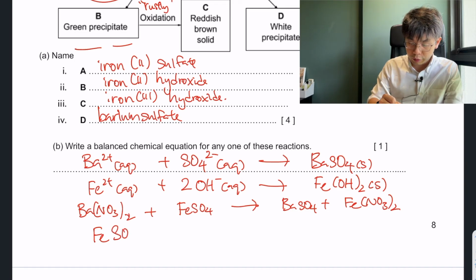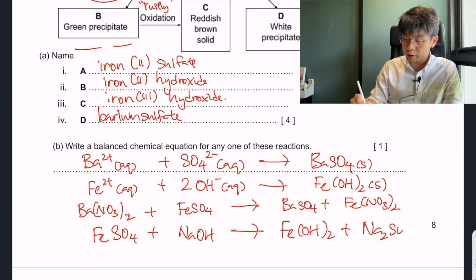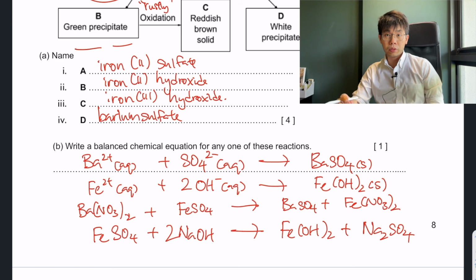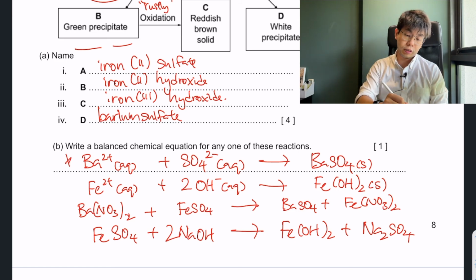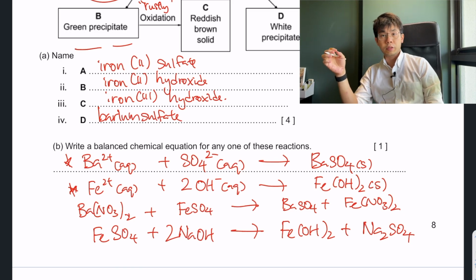My iron sulfate reacts with my sodium hydroxide for the cation test, forms my iron 2 hydroxide, and then it forms my sodium sulfate. And then to balance this, I put this here. So any of these equations over there, I prefer the first two. Okay, they are actually ionic equations, but I think they are also chemical equations as well.